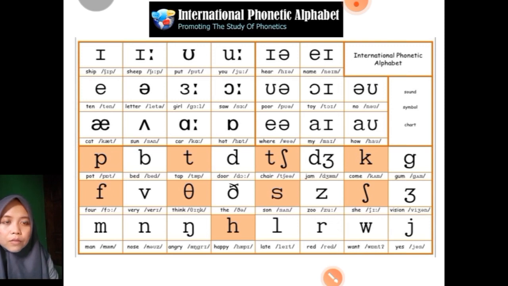And then is the w sound. W is a semi-vowel, and the word for it is one. And the last one is the y sound, and the word for the y sound is yes.